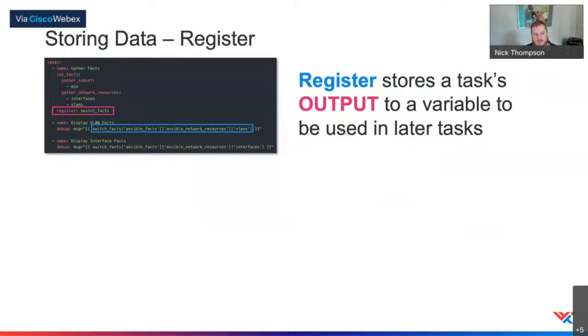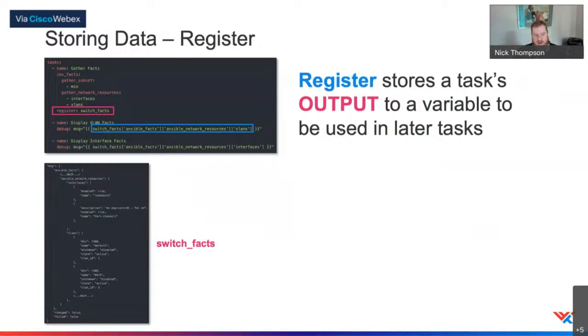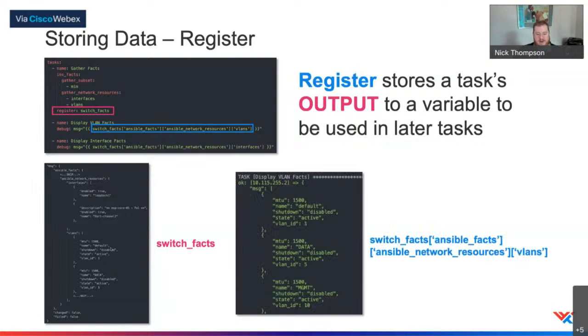So in this example, I've gathered the interfaces and VLANs from that switch. I've registered it as switch facts. And if we look at what that switch facts structured data looks like when it comes back, and I've snipped some of the output, but you can see it's in JSON. It's going to have all of the interface details that I need. It's going to have my VLAN information based on what I've collected, and it's going to be in a structured format to where I can then query and get specific information back out of that playbook.